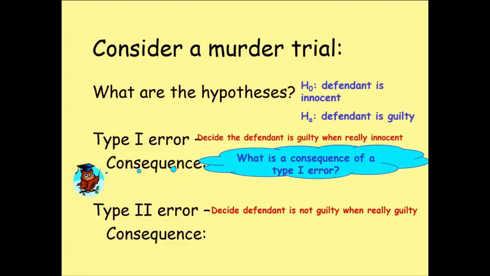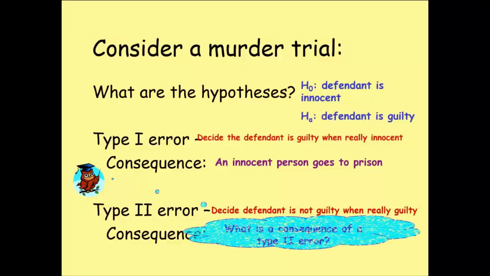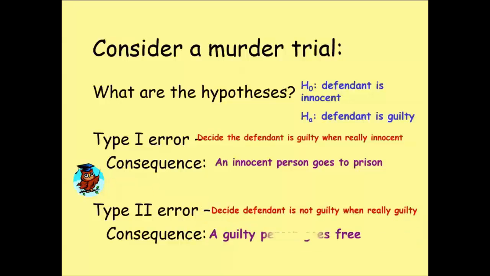Okay, what about consequences then? Because now that we're talking about type 1 and type 2, what happens if we make one of those types of decisions and we go down that particular road with that? Well, type 1 error is when I decide a defendant is guilty when in fact they're really innocent. And so for us, in our country, that would mean an innocent person goes to prison. Type 2 error would be we decide they're not guilty when in fact they are. And so for us, that means that we let a guilty person go free.